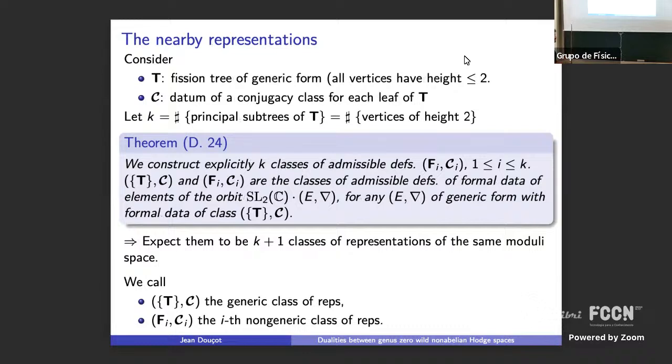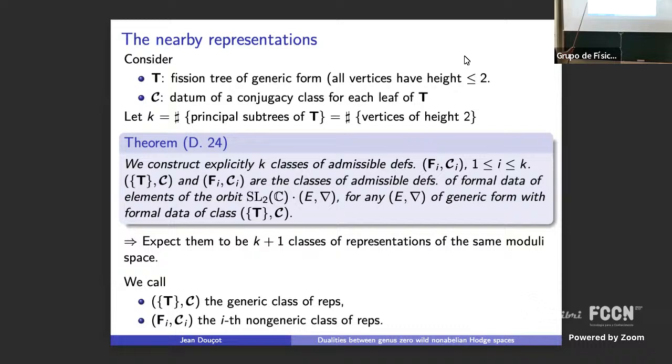It's not fully rigorously proven in general that these SL2 transformations induce isomorphisms at the level of character varieties, but it should be true. So if you believe that, then those formal data give you k+1 classes of what I call representations of the same wild character variety, of the same moduli space. And so what do they look like?